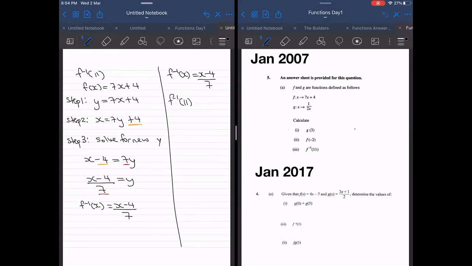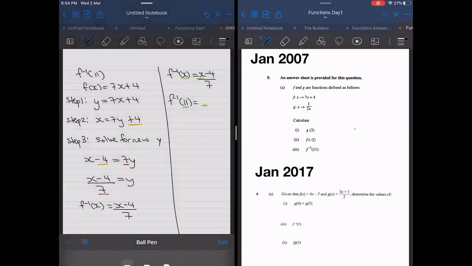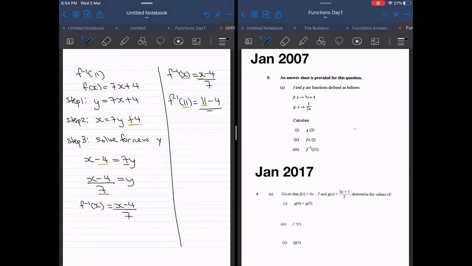All right, so f inverse of 11 means that wherever you see x, you put 11. All right, and 11 minus 4 is 7. So yes, you have 7 over 7. However, I would want you to write that as 1, right? Because any number divided by itself is 1.